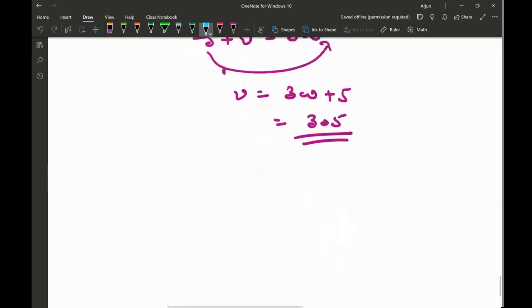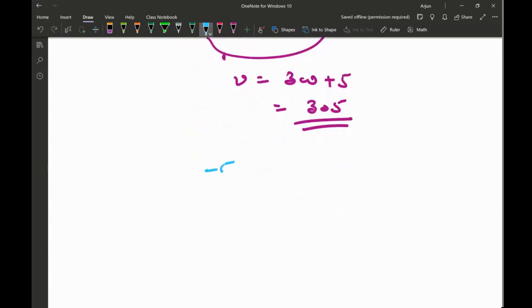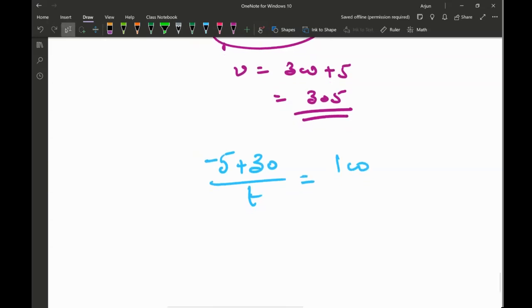All right. Now, if the question is minus 5 plus 30 divided by t equal to... well, I'll take some simpler numbers, equal to 100. And now I wanted to solve for t. Again, the process is going to remain the same. This is going to go on the other side.